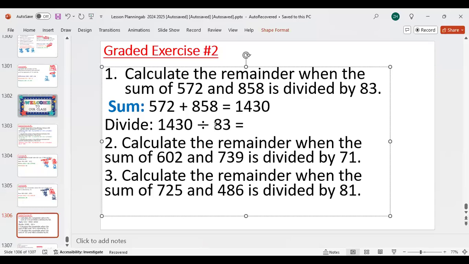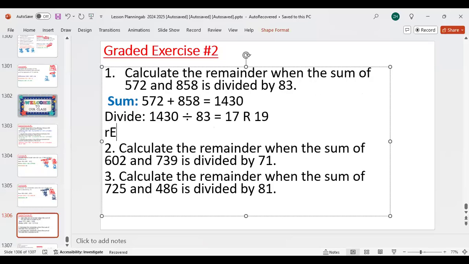Anyone else? I get 19. I got 19 too. Yeah, 19 is right. So it's 1430 divided by 83. It's going to be 17, remainder 19. So the remainder here is going to be what?